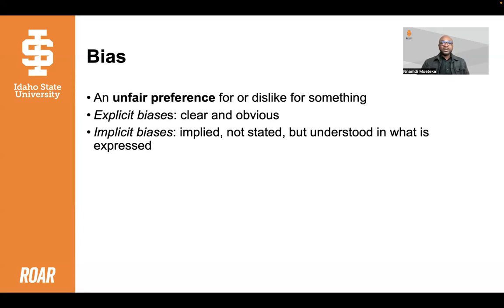Explicit bias is conscious. We know that we are acting upon our preferences. It's deliberate. We make definite choices based upon our preferences for or dislike of things. For example, you could like chocolate over vanilla ice cream. You have a favorite cousin. It's conspicuous and it's identifiable.